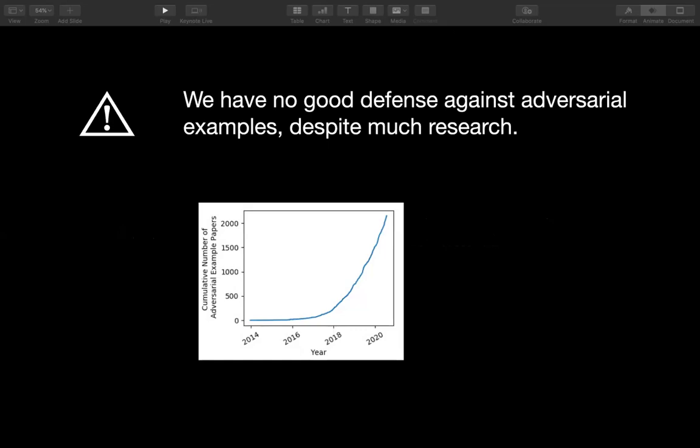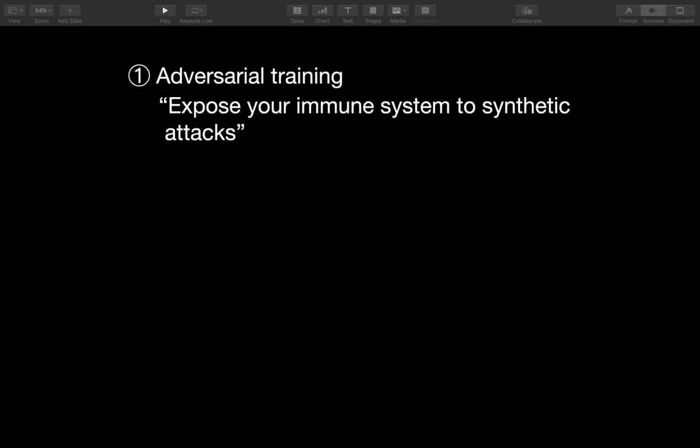And unfortunately, we know of no good defense against this problem. It's been intensely studied over the past 5 years. There are over 2,000 papers now that have been published on the problem of adversarial examples, and we have no defense that's very satisfactory. So I'll talk you through the 3 leading defenses, but with the caveat that while they make it harder to find adversarial examples, they still exist. So they're not really an answer yet.